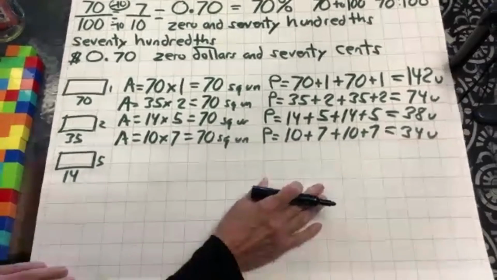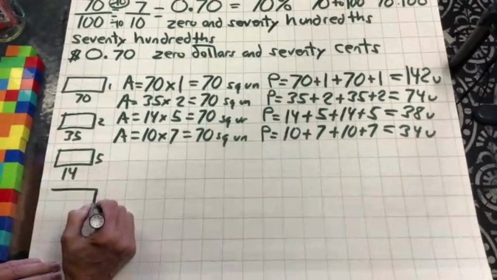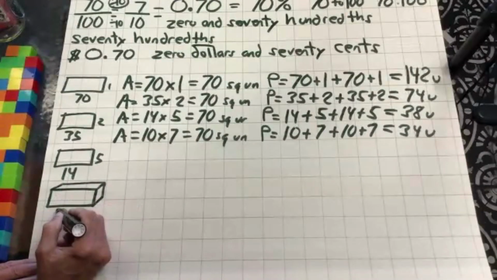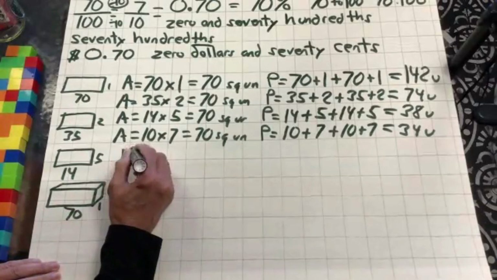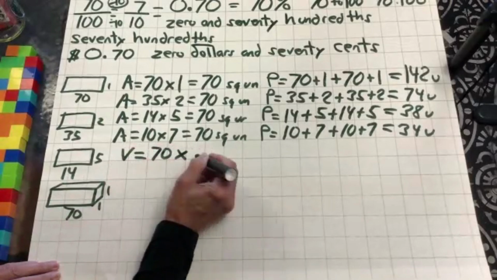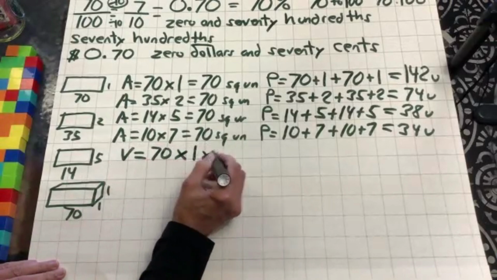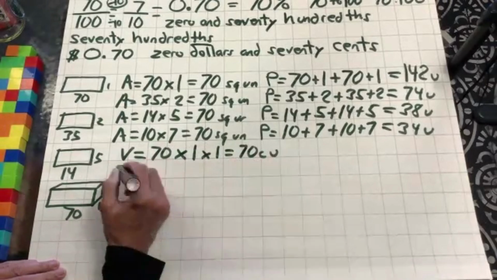All right, let's move on to volume. So we're going to take our first one. Remember, we're only going to draw it one way, but we're going to write it all the ways we can. So this would be a 70 by 1 deep by 1 tall. So I'm going to write it up here so I have plenty of room. 70 wide by, when we say by, it's multiply, by 1 deep by 1 tall equals 70 cubic units.